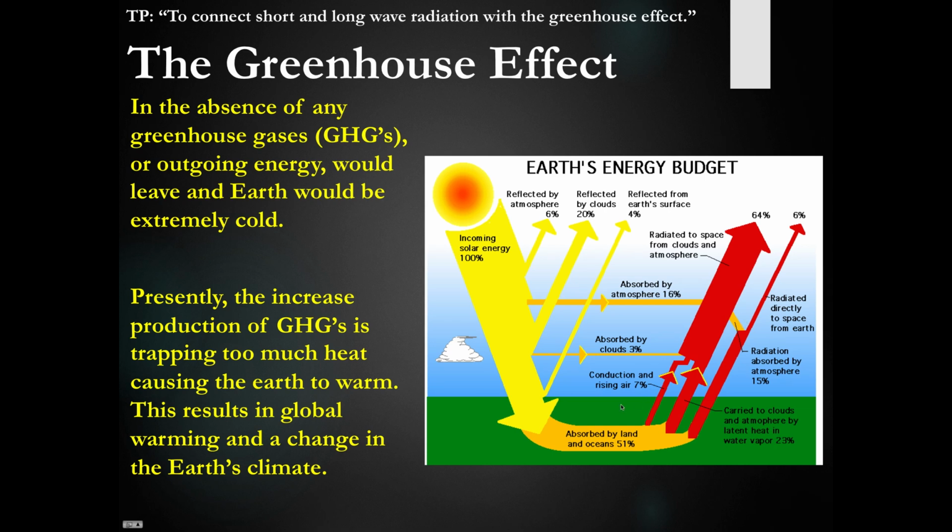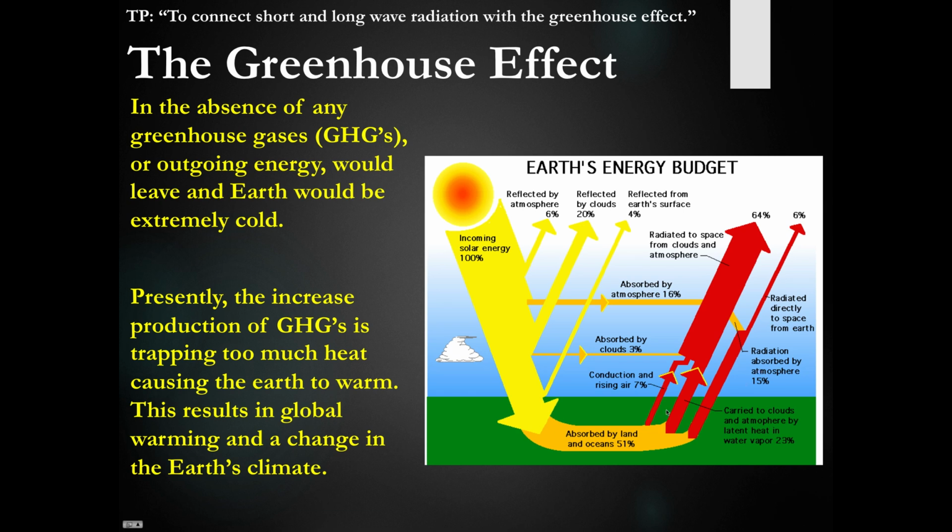Conduction and rising air, 7%. We have heat carried to clouds and atmosphere by latent heat in water vapor. Latent heat is just a phase change, going from, let's say, condensation to vaporization. 23%. We have radiation absorbed by the atmosphere, so this outgoing radiation can be absorbed by that.